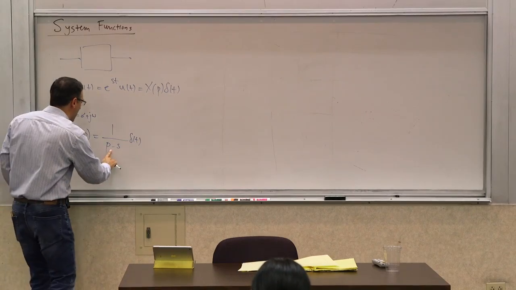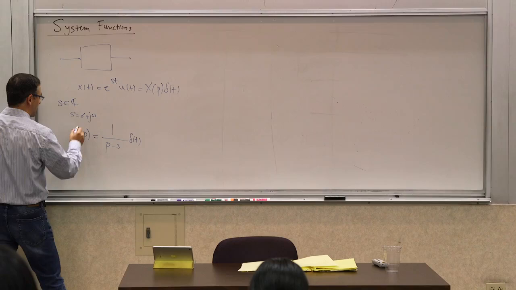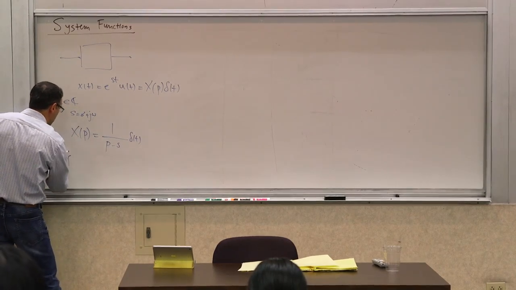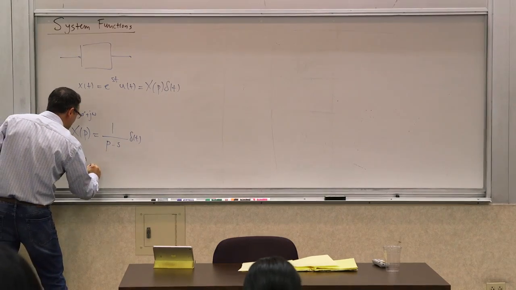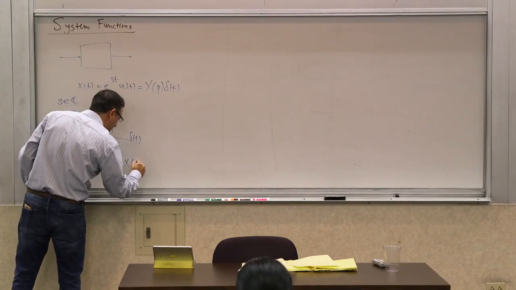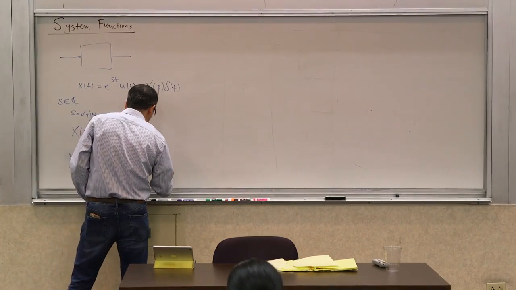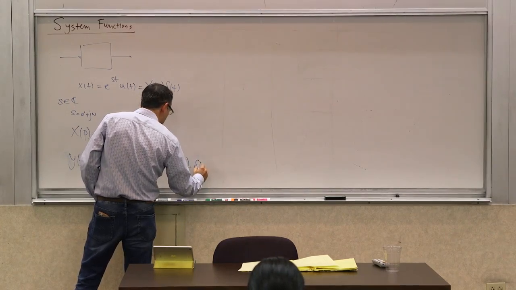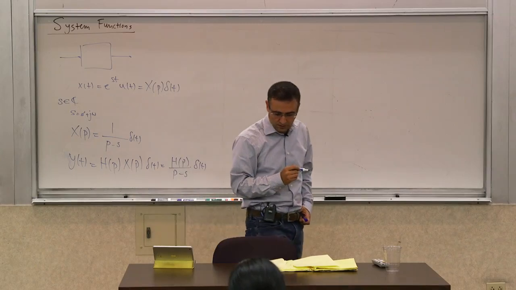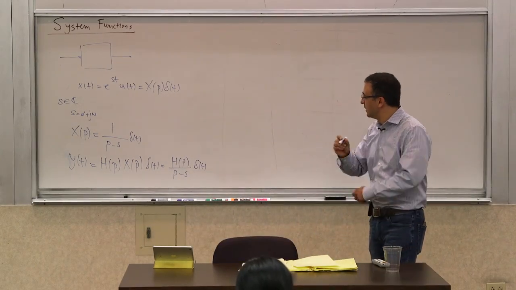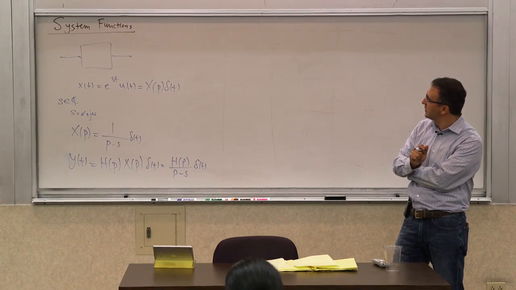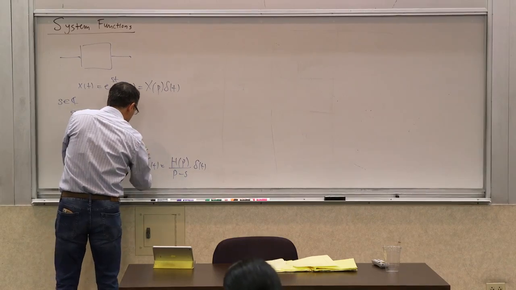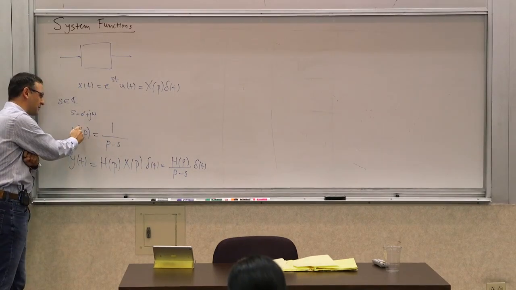That would produce that. So now if I wanted to know what the response of the system to this is, you can write y of t as h of p operating on x of p operating over delta, which is going to be h of p over p minus s delta of t. Right? So is x of p 1 over p minus s, or 1 over p minus s on delta of t? X of p, yeah, you're right. This is x of p. Thank you. There's no delta. If this were x of t, that would be right.